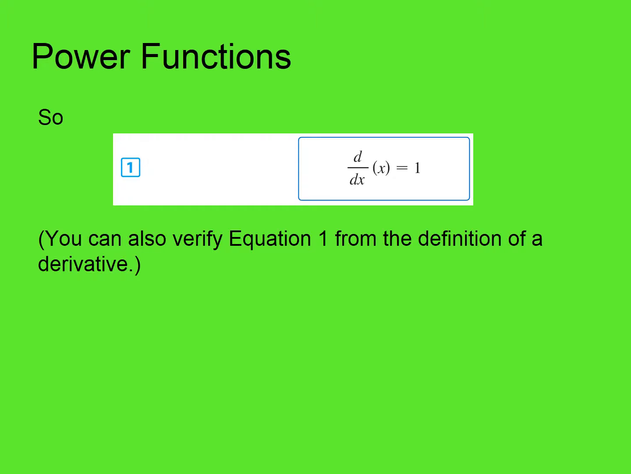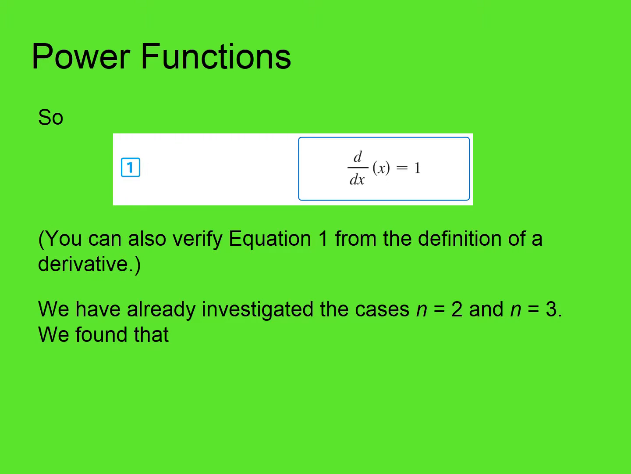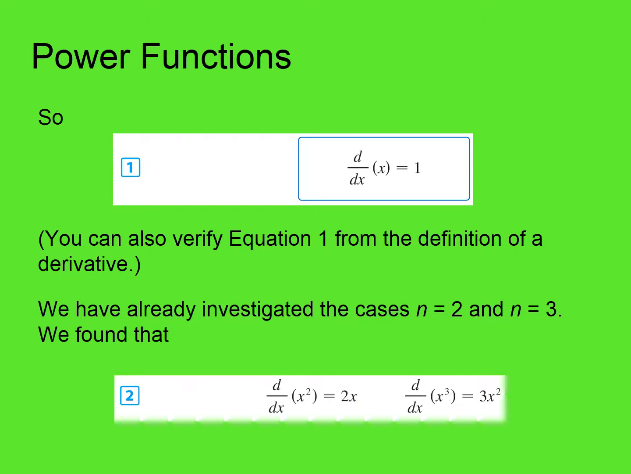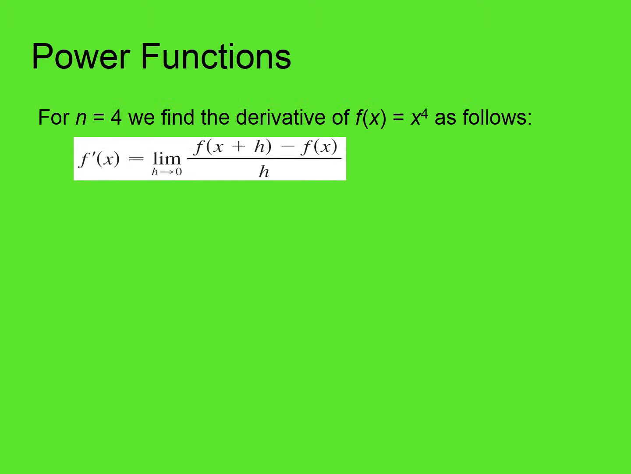Now, we have already investigated n equals 2 and n equals 3, the squaring function and the cubing function, and that the derivative of the squaring function is 2x, and the derivative of the cubing function is 3x squared. What about the fourthing function, x to the fourth?